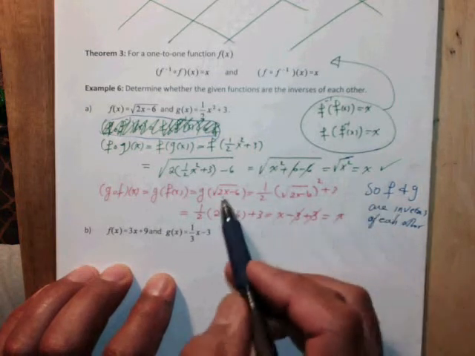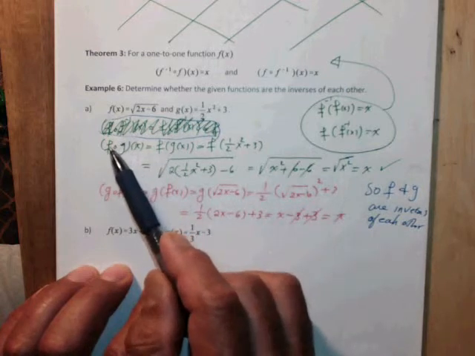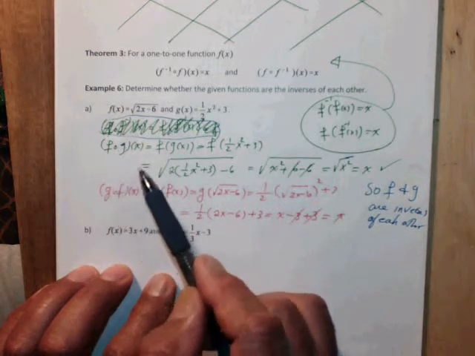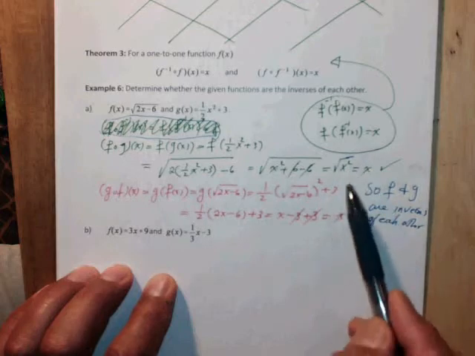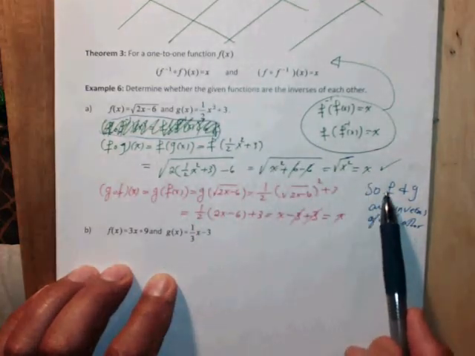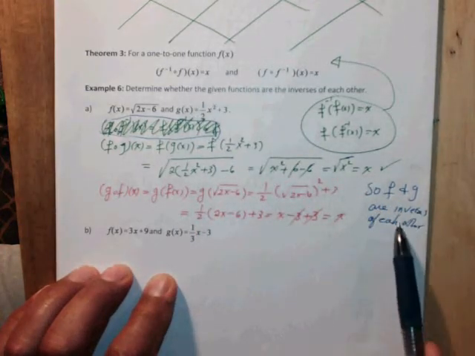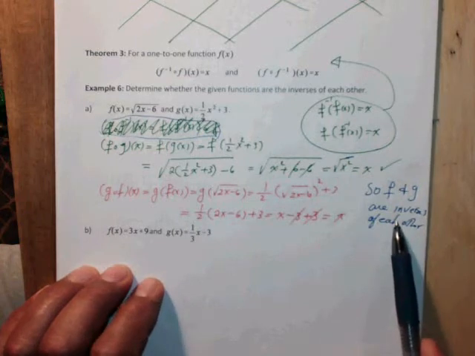So that means it didn't matter if I had f circle g or g circle f at x, I always got x. By this theorem, f and g are each other's inverses. Okay.